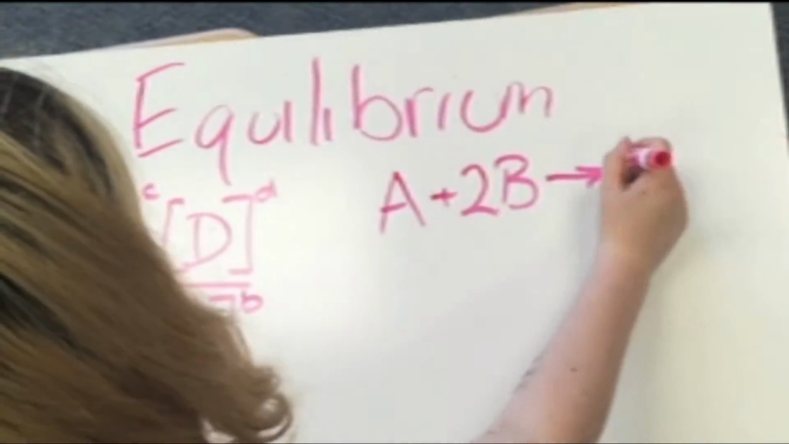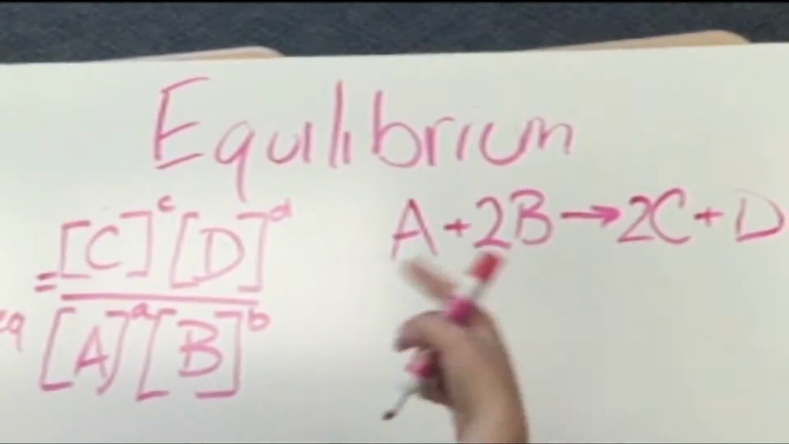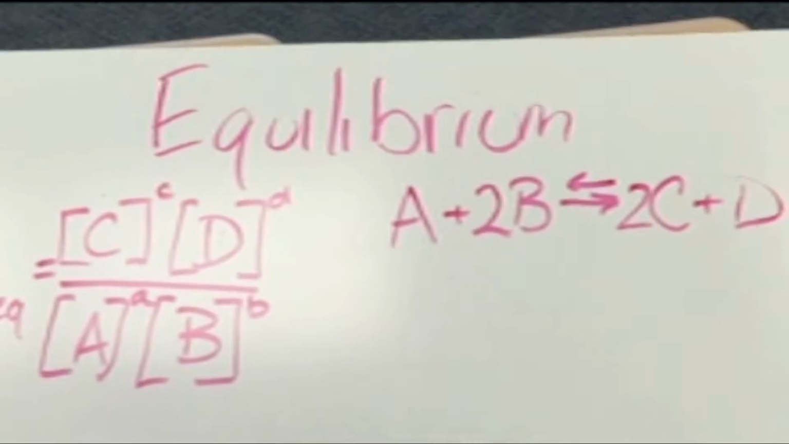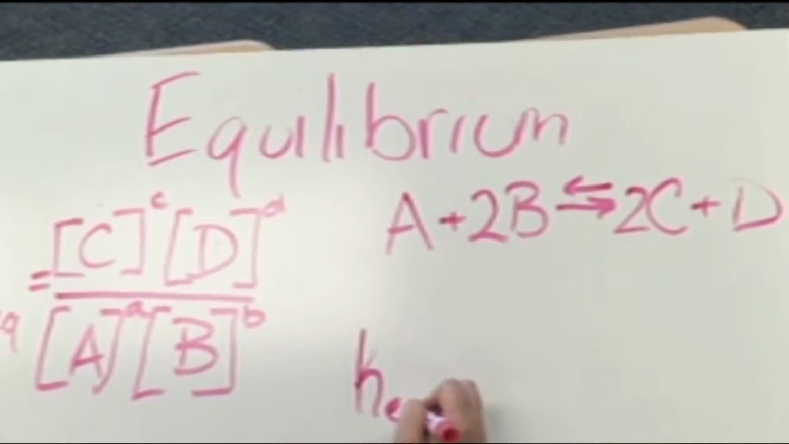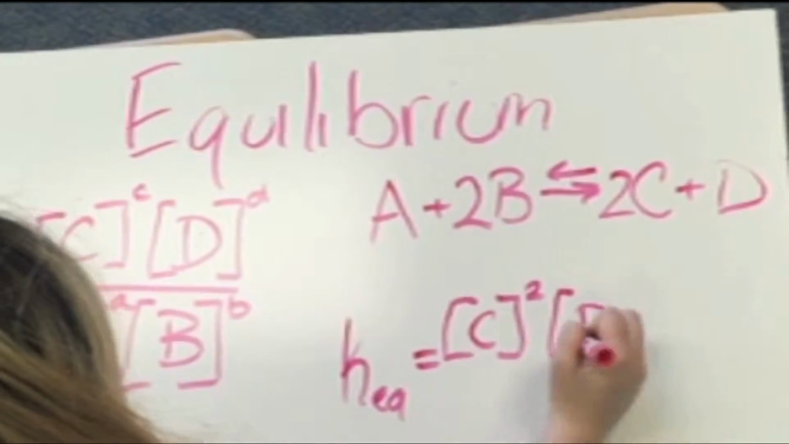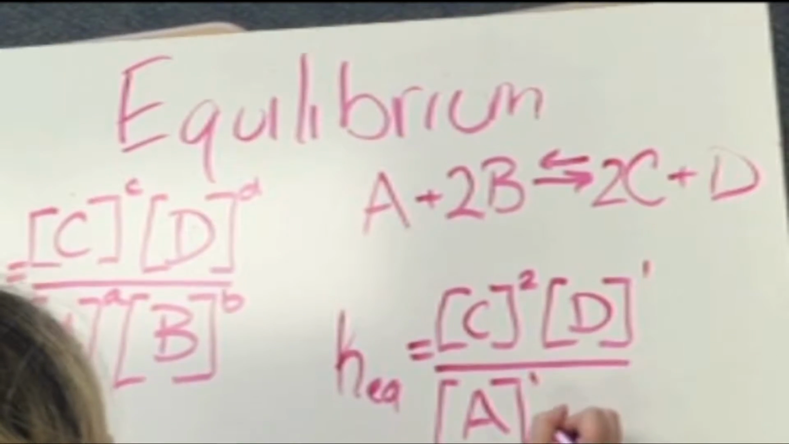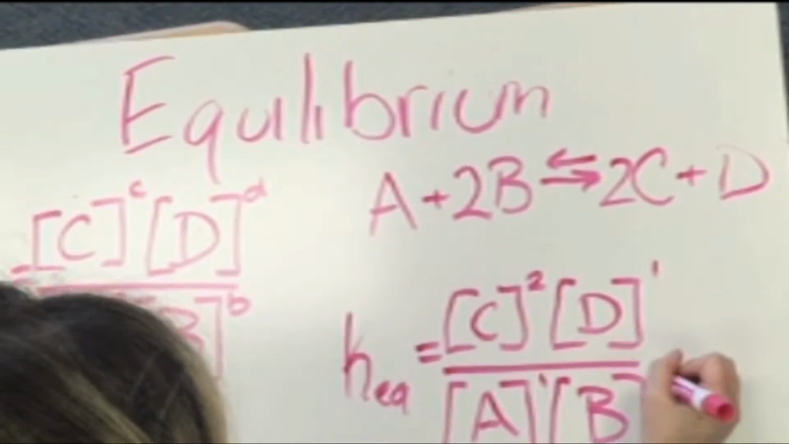Here's an example to go along with it. A plus 2B yields 2C plus D. Since it's an equilibrium equation, there is an arrow going the other way too, for the reverse reaction. The example for this is the concentration of C squared times the concentration of D, over the concentration of A times the concentration of B squared.